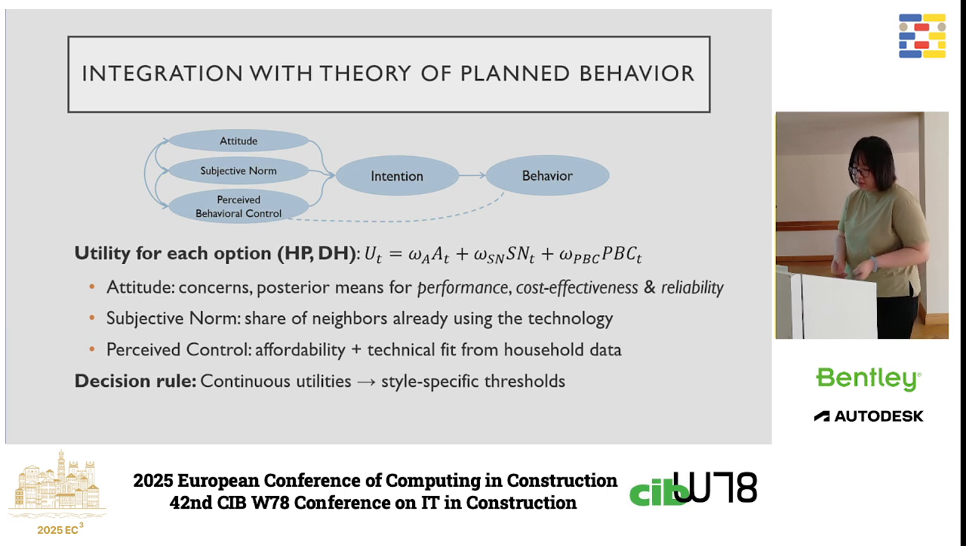Attitude comes from the beta beliefs: expected performance, cost effectiveness, and reliability. And the second term, the subjective norm, is the share of neighbors who have already adopted. Perceived control captures hard constraints, for example, income, savings, or building limitations in the system or capacity level. We draw the three weights from empirical ranges, so every household weighs these factors differently. Every household checks the utility for both technologies. Whether that number is good enough depends on its decision style.